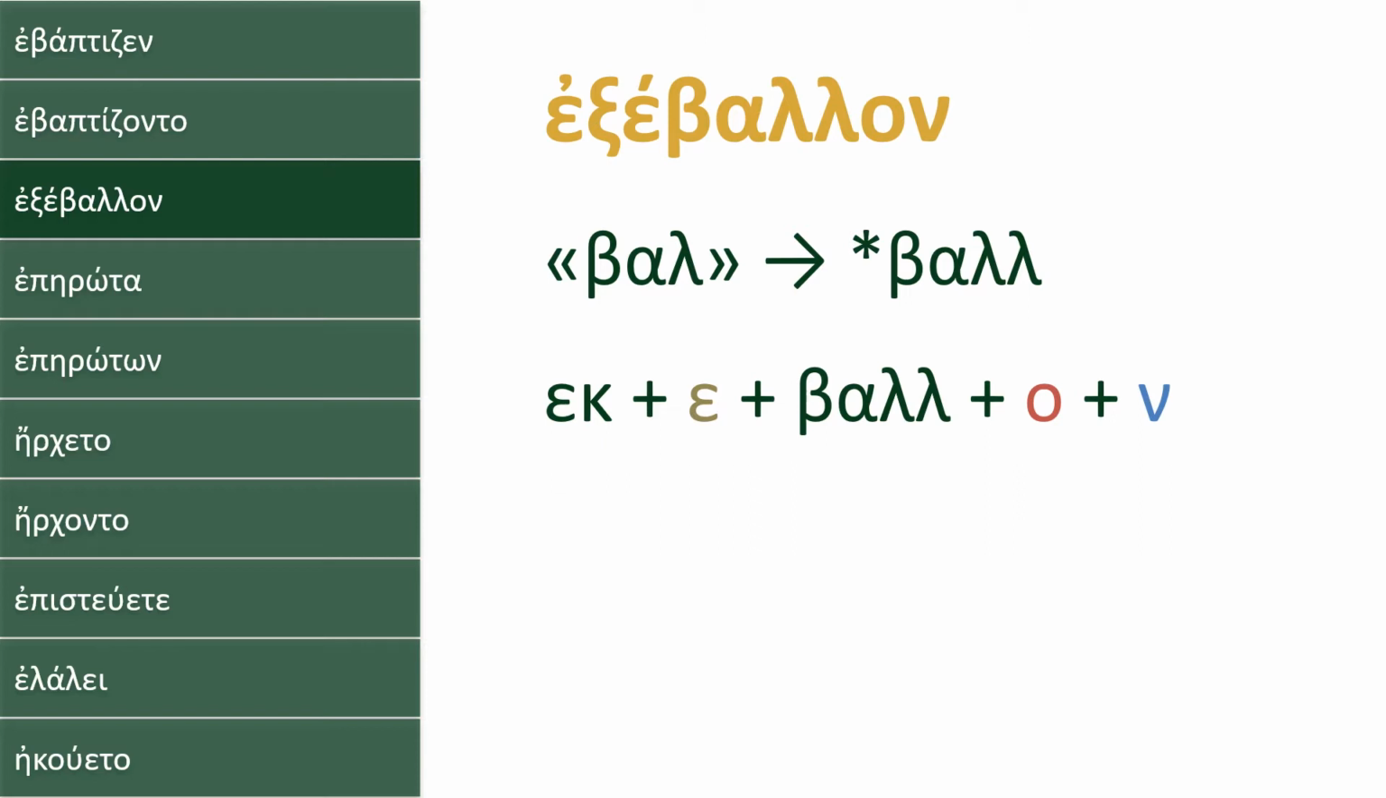The formation of ἐξέβαλον is from the preposition in compound, ἐκ, plus the augment epsilon plus the present tense stem βαλλ plus the connecting vowel omicron plus the first person or third person ending nu. It's either first singular or third plural. Then because the preposition ἐκ is followed by a vowel, the kappa goes to xi, and this gives us ἐξέβαλον. Only the context would allow you to know whether it's first person singular or third person plural.